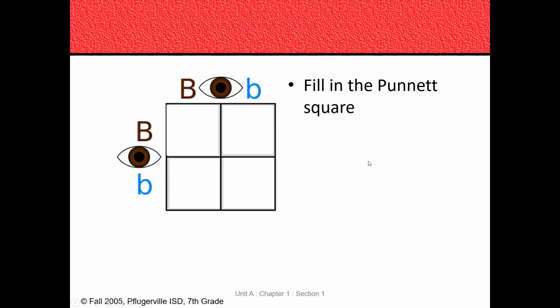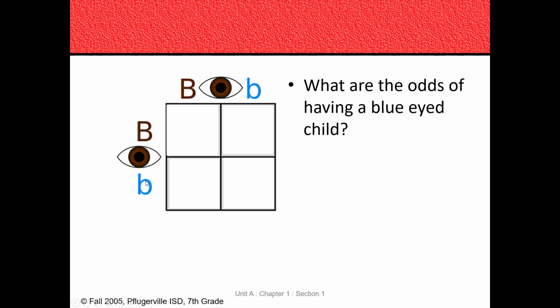So if you filled in this Punnett square, you're going to bring down the letter from the top and then the letter from the side, and then the letter from the top, the letter from the side. You always list capitals before lowercases though. So if we brought this one down and this one over, this capital B would go first before the lowercase b. So what are the odds of having a blue-eyed child?